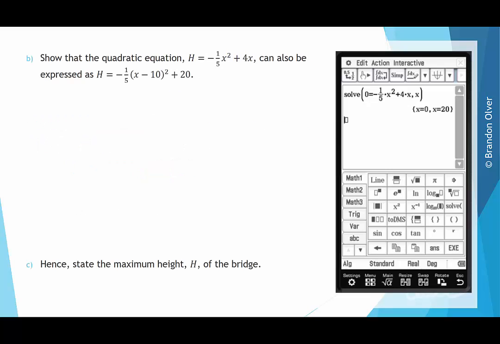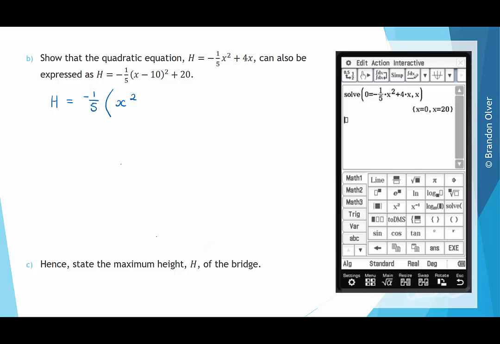For part B, we want to show that the quadratic equation h is equal to -1/5 x squared plus 4x can also be expressed as h is equal to -1/5 times x minus 10 squared plus 20. So to do this, we're going to need to complete the square. So the first thing we're going to do is take out the -1/5. So we take out -1 divided by 5. And what's left behind is x squared.